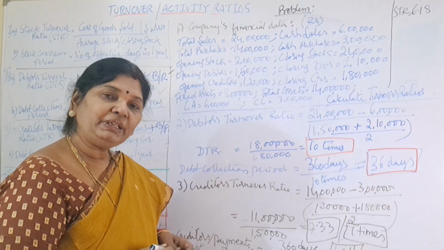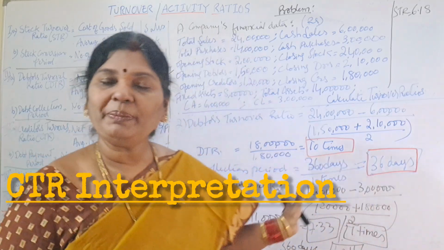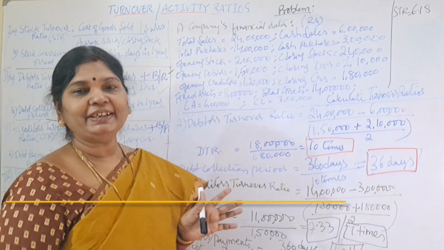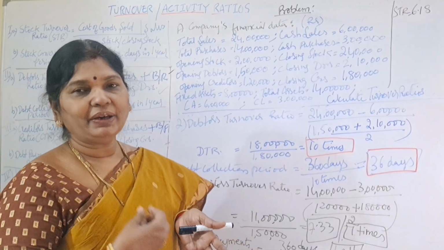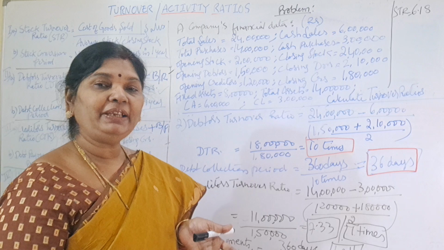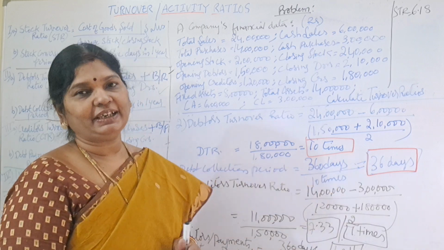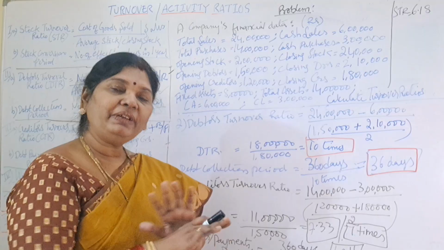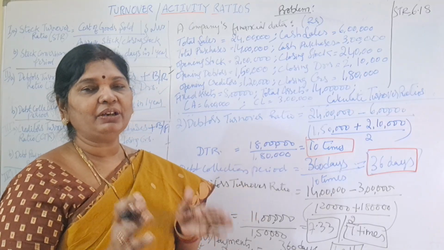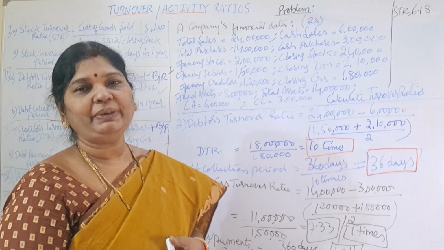So what is the interpretation of this creditors turnover ratio? Here the firm is enjoying a good credit period and is taking a good time to make its payments, and it is also maintaining good relations so that the amount is paid within a reasonable time. The time is not very lengthy, and in the same way it is not very short either. So it is maintaining a good debt payment period.